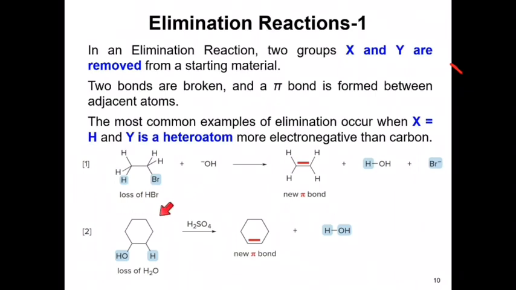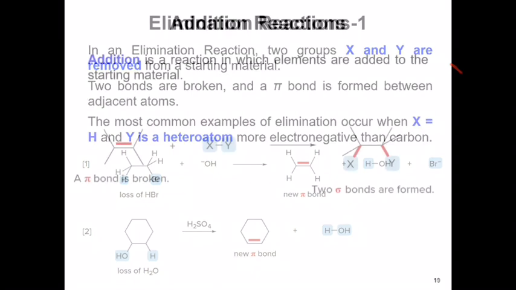And here's another example. We have cyclohexanol, which is reacting with a very strong acid, sulfuric acid. So in this elimination process, the hydroxy group and the hydrogen get cleaved off of their sigma bonds, and as a result, a new pi bond is formed between the two adjacent carbon atoms.